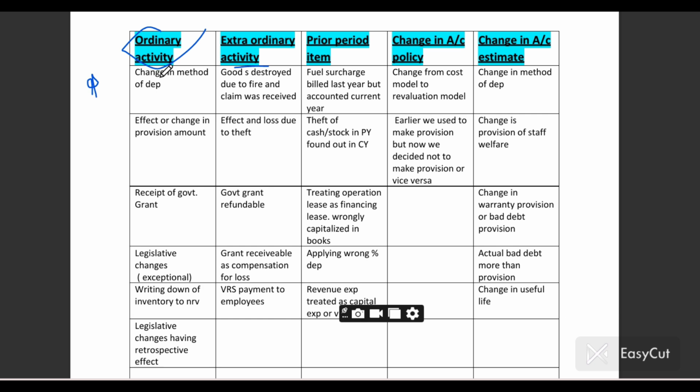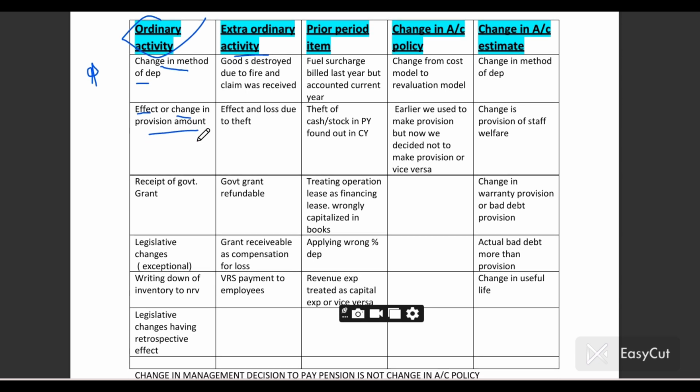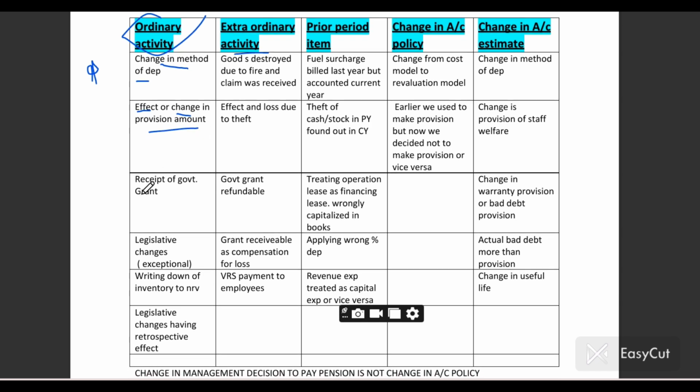So ordinary activity: if there is any change in method of depreciation, it is in the normal course of business, so it is an ordinary activity. If there is any effect or change in provision amount, this is ordinary in the course of business. So this is also ordinary activity.